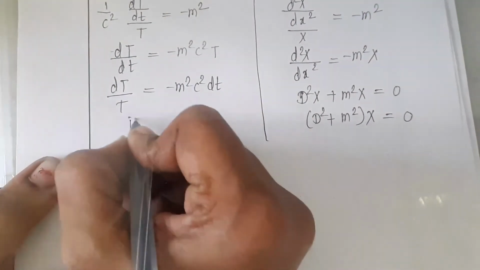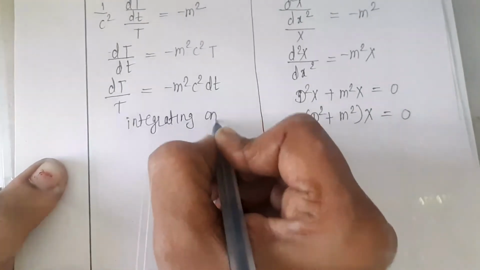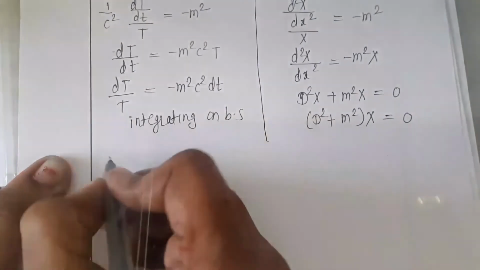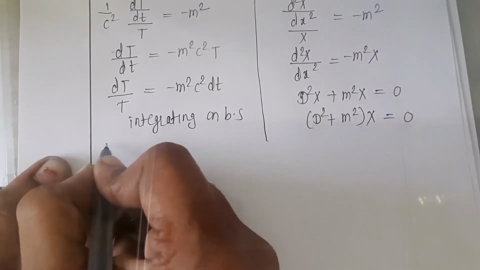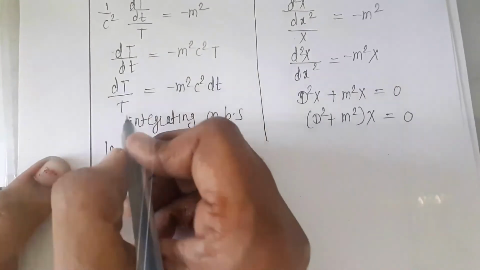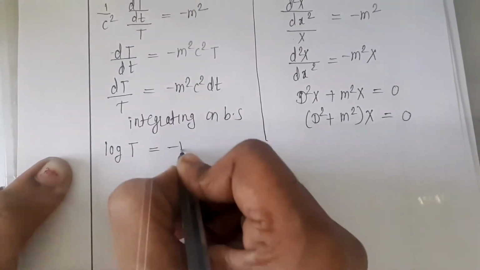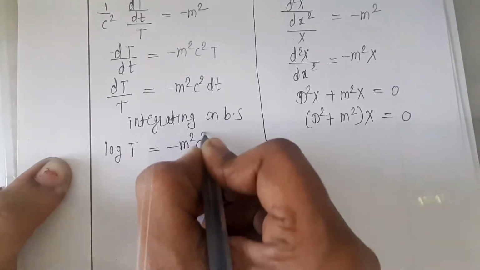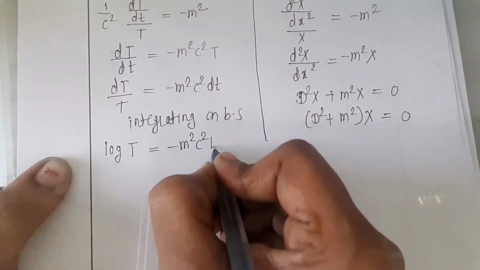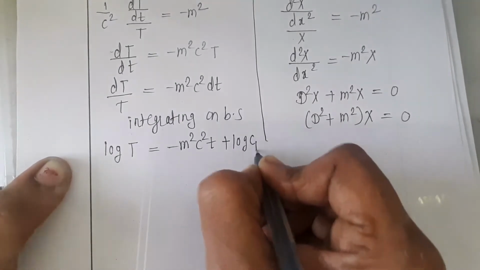So integrating on both sides, we get the derivative of log t, that is dt by t. Integration of dt by t is log t. It is equal to minus m squared c squared. Integration of t dt is t plus log of c1.